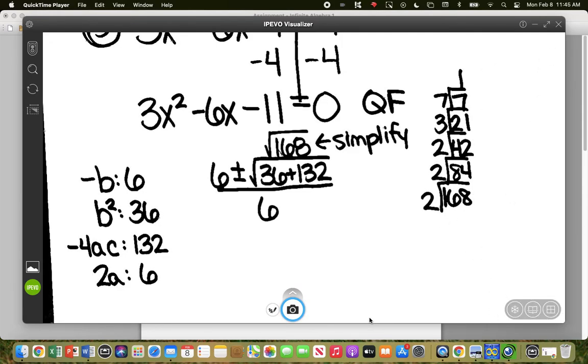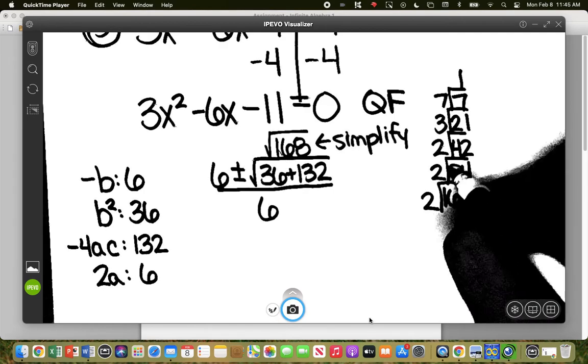So we have some pairs, right? Alright, we have a pair of 2s.